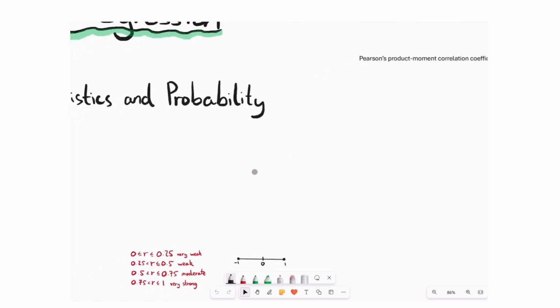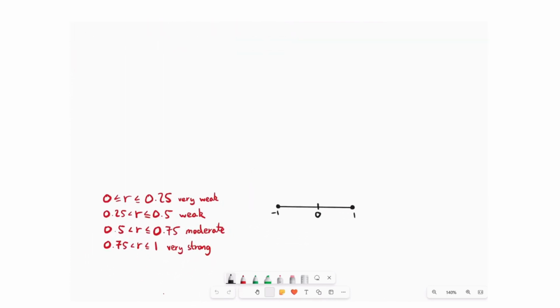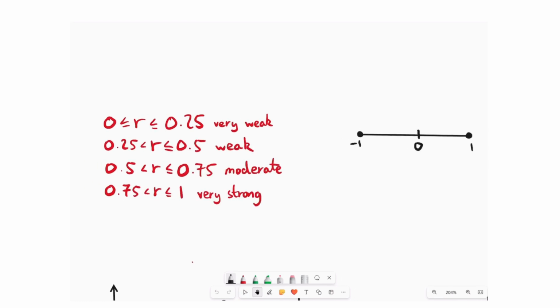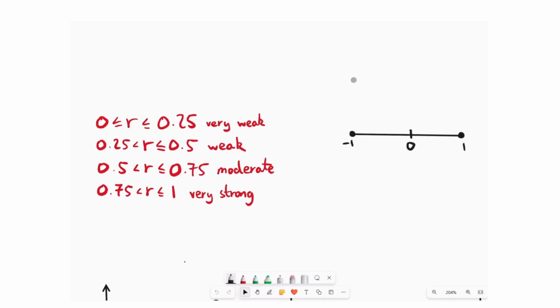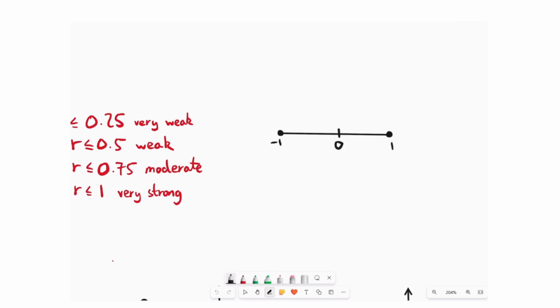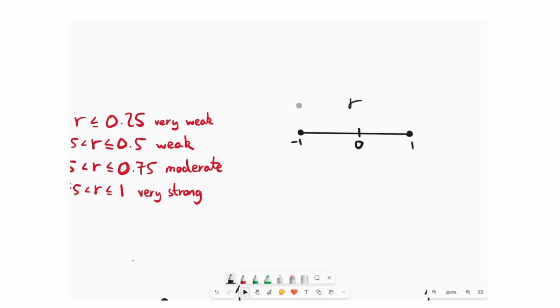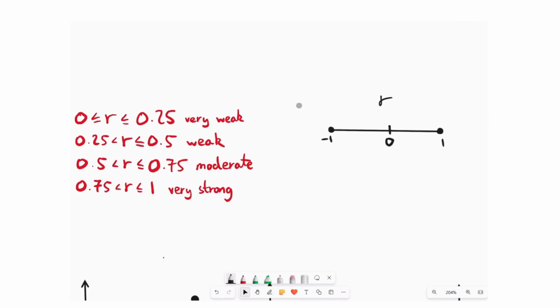But as I said, R has strengths, and the way I find best to think about it is to think of R as a number line. So the closer R gets to either 1 or -1, the stronger the relationship between X and Y. And the closer it gets to 0, the weaker the relationship is. So you always want to be close to 1 or -1.